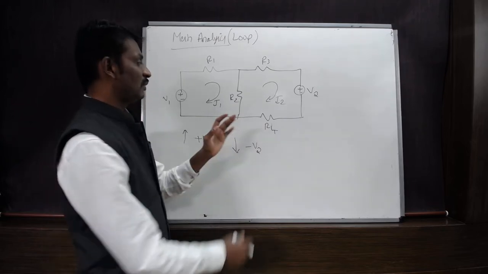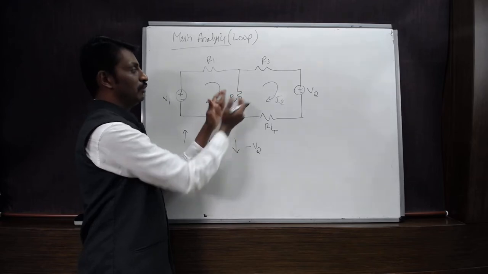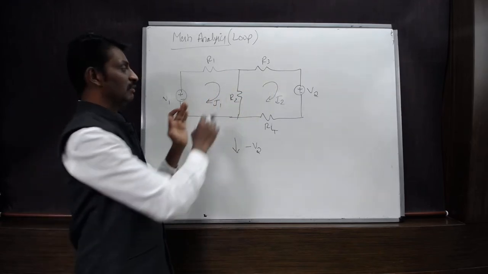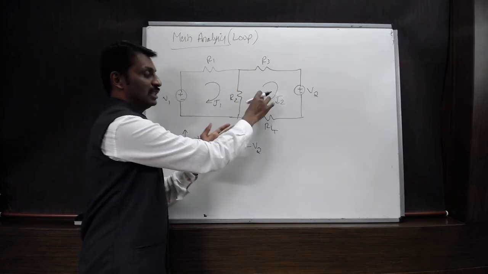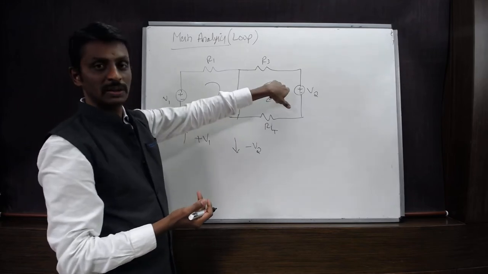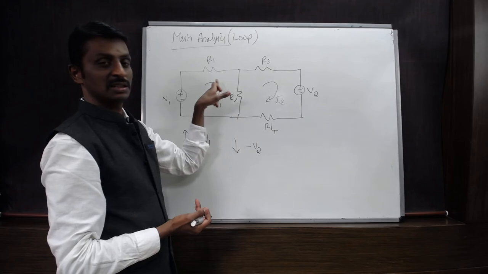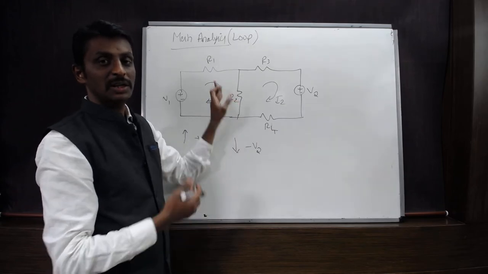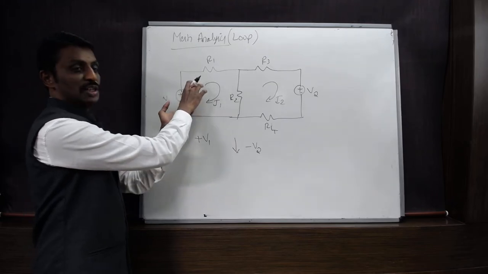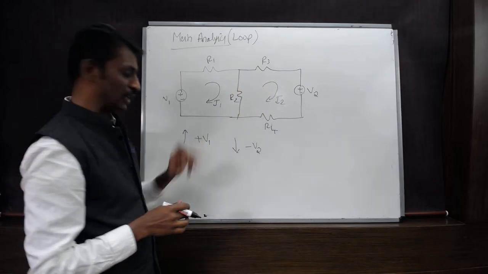Also, when applying the KVL for mesh 1, the resistance R2 is common between mesh 1 and mesh 2, so we usually take the difference of the mesh 1 current minus the mesh 2 current. Similarly, when applying the KVL in mesh 2, the current through R2 is taken as the mesh 2 current minus the mesh 1 current. By using these basic rules, we are going to apply the KVL for mesh 1 and mesh 2 in order to find the unknown currents I1 and I2 here.